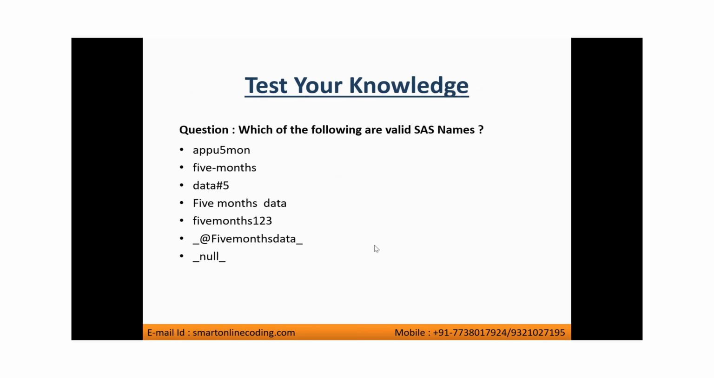Okay, let's go ahead with the exercise, and I want your inputs on whether each is valid or not. Let's start with the question. The very first one: which of the following are valid SAS names, which you have just gone through? The first is APPU5MON. Is it valid or not? Correct. Second, 5 dash months. Is it valid or not? Why?